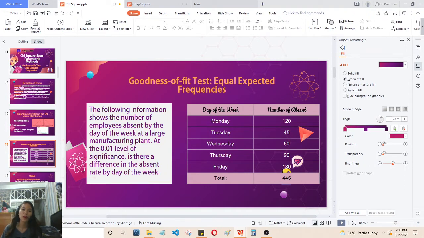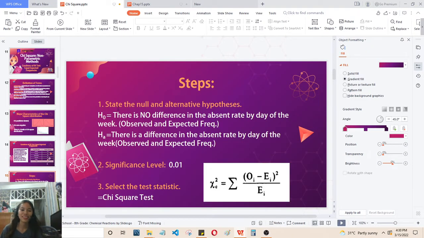Now to solve this problem, equal expected frequencies, we only have 5 simple steps. We need to note that our observed frequencies are already given, so we only need to look for our equal expected frequency. Our step 1 will be to state the null and the alternative hypothesis. Our null hypothesis should be a negation of a statement, meaning we will use words such as no or not to emphasize negation. I'm sorry for my dog.